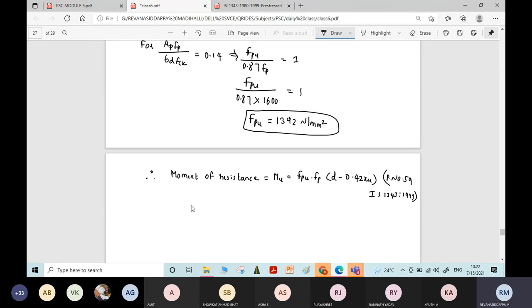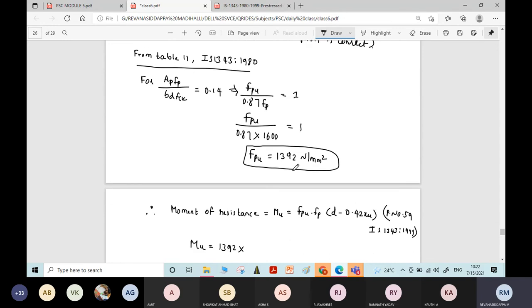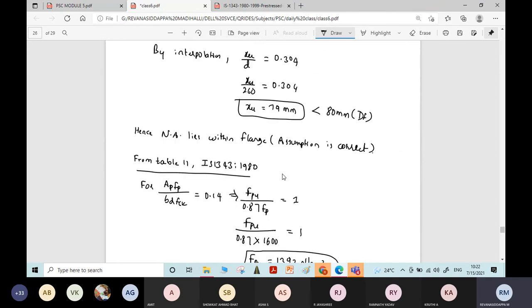Okay, therefore MU is equal to FPU is 1392 into FP value is 1600 into D minus 0.4 XU. D is effective depth. How much was the effective depth?